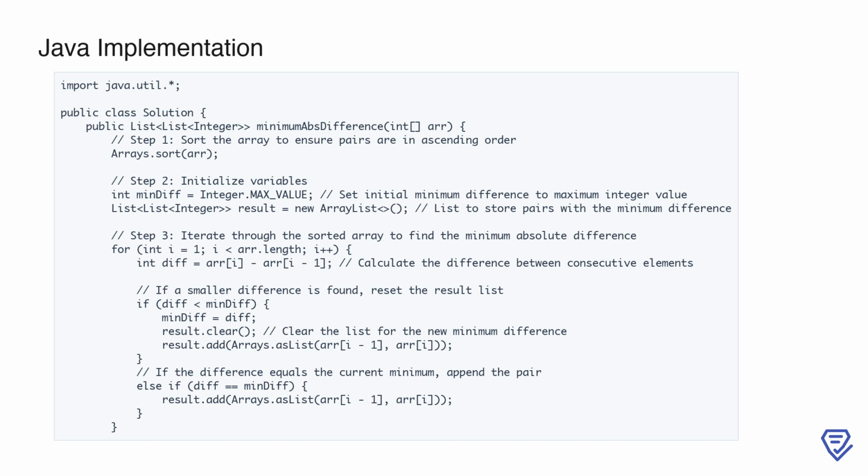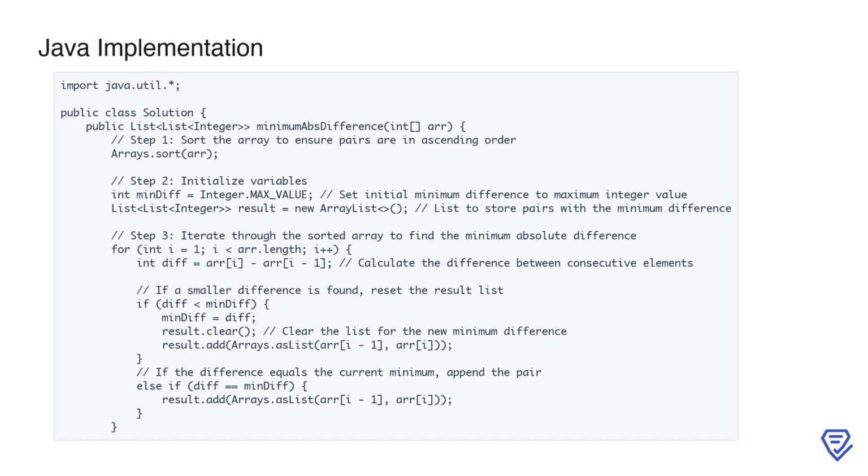Next, we initialize two variables, min_diff, which is set to the maximum possible integer value, and result, which is an empty list to store the pairs that have the minimum difference. The core logic begins with a loop that iterates through the sorted array, starting from the second element.